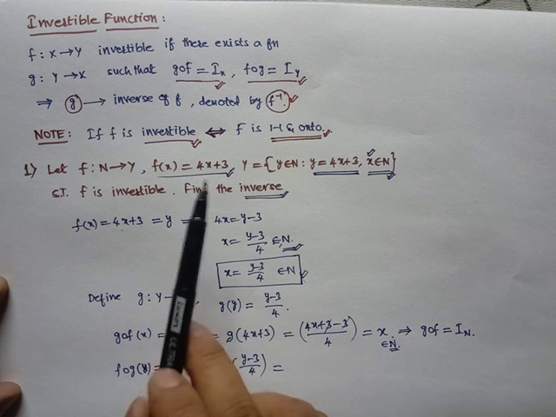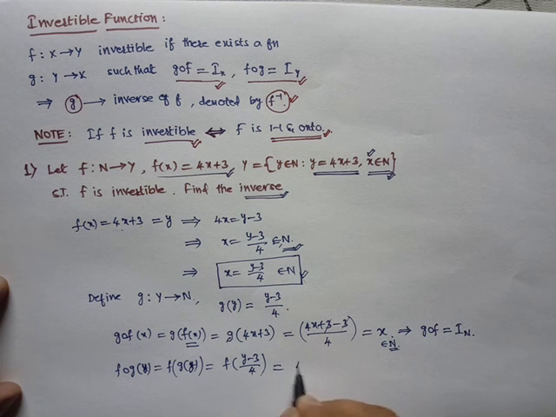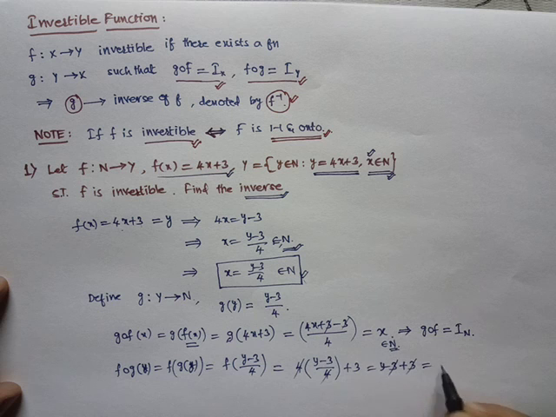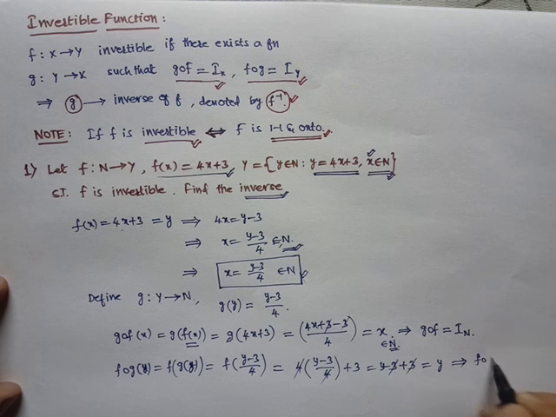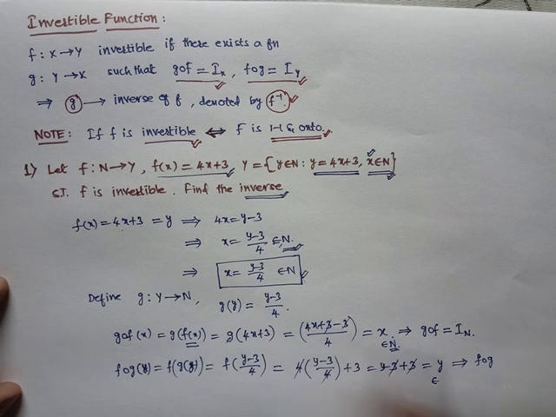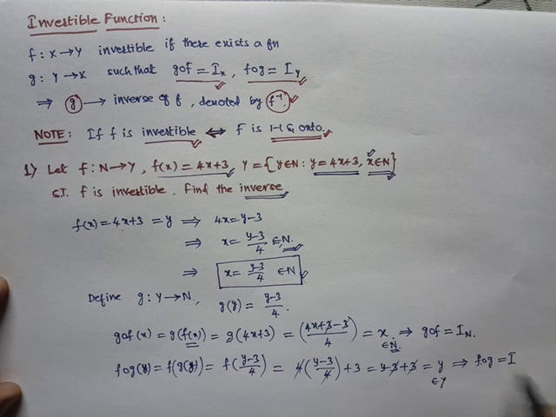Y minus 3 by 4 is equal to the F of X function. F of X is given as 4x plus 3. So 4 into the x value is nothing but (y minus 3 by 4) plus 3. So 4 and 4 get cancelled, it is equal to y minus 3 plus 3. Minus 3 and plus 3 get cancelled, it is equal to y. So this implies F circle G, the values are taken from this particular y, which is from capital Y. So you make it capital Y. This implies F circle G is nothing but the identity function over Y.